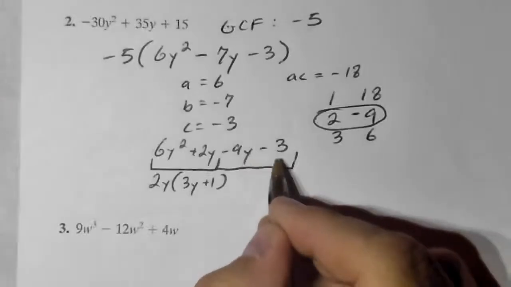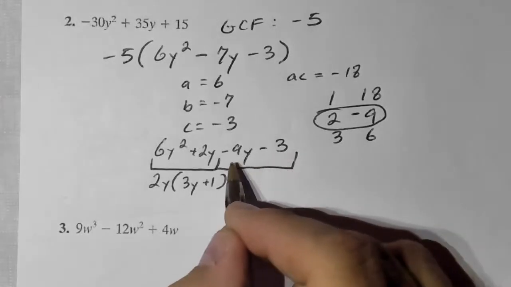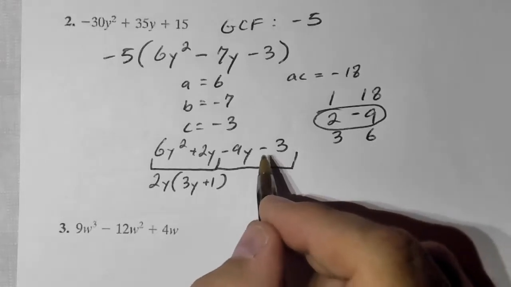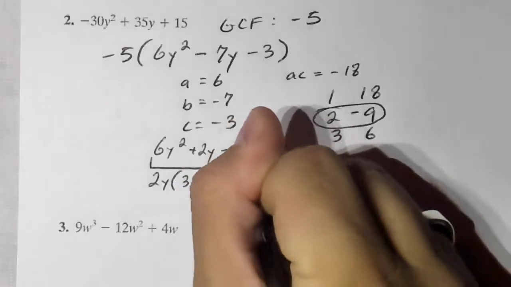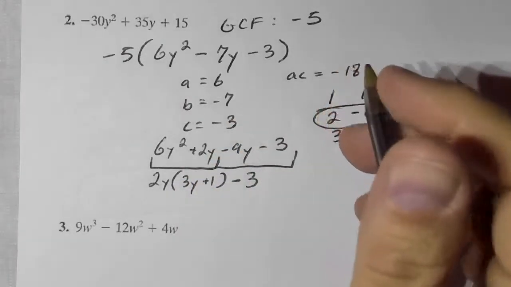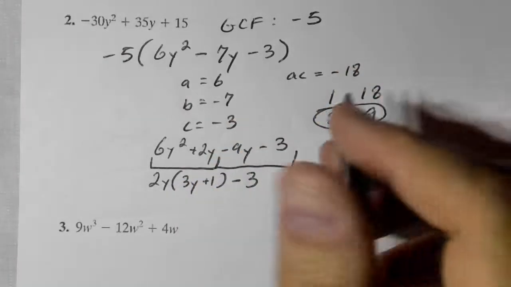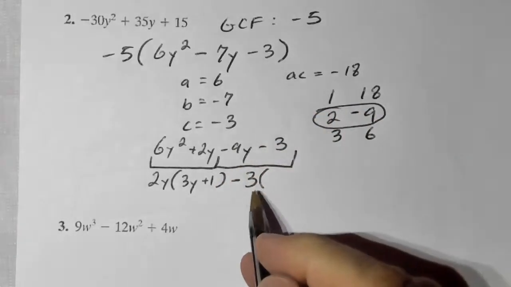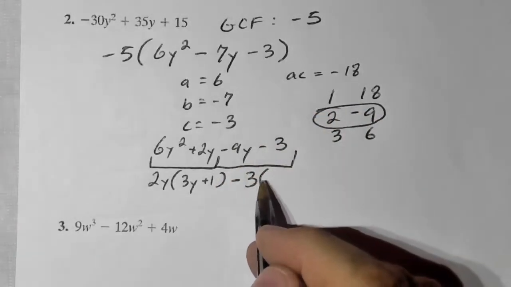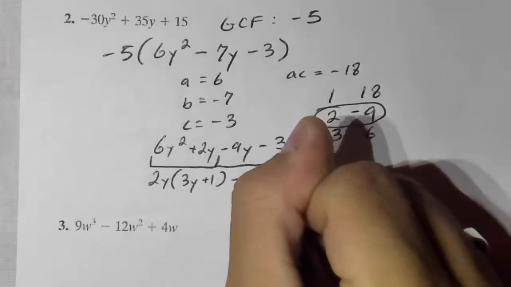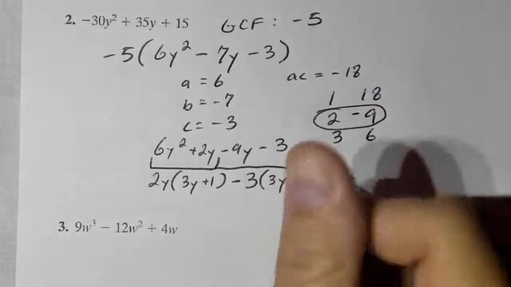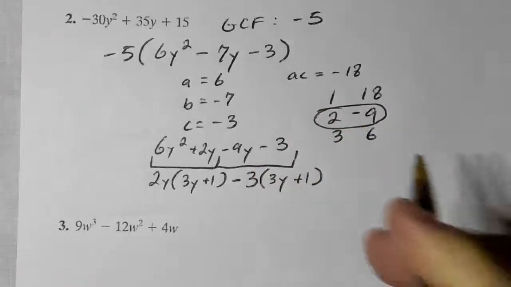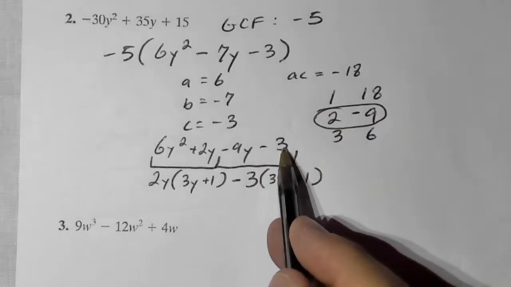Now we look at our next group, negative 9y minus 3. Both are negative, so we are going to be factoring out a negative GCF. That negative GCF is a negative 3, so we write minus 3. And what is in the parentheses here is going to give us our negative 3 times 3y, gives us our negative 9y, and negative 3 times a positive 1 gives us our negative 3.